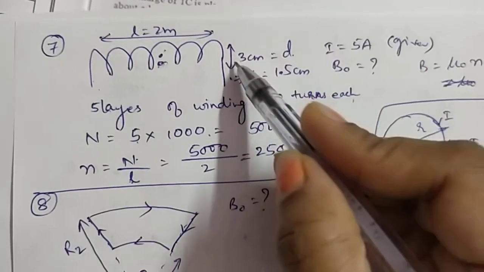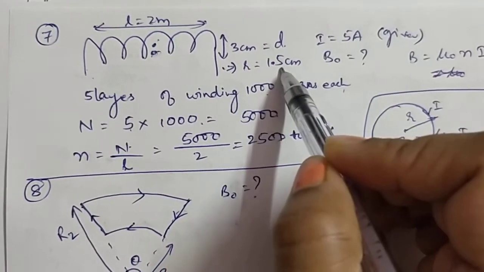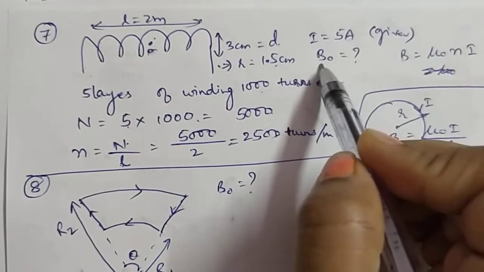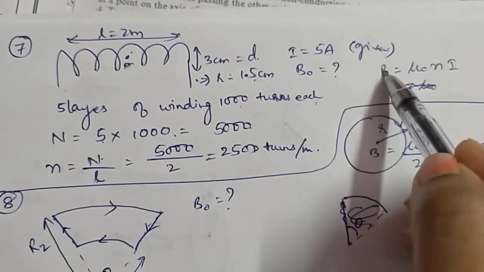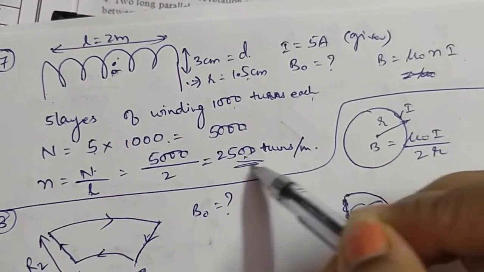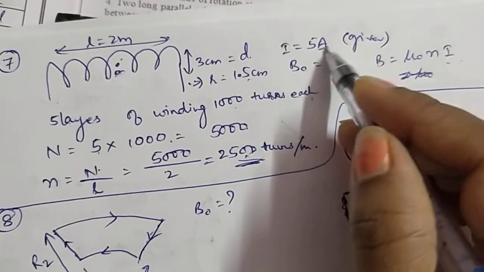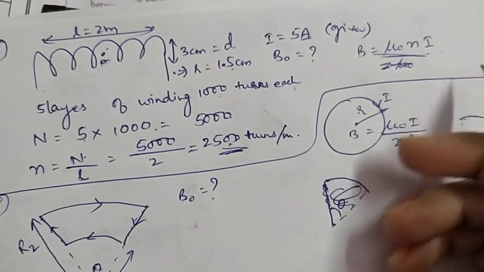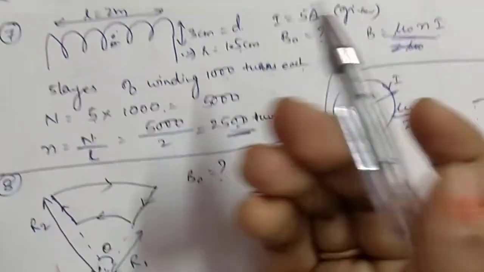Diameter is 3 centimeter given, so the radius of the cross section will be 1.5 centimeter. Current 5 ampere is given. You have to find B naught. Now you know that for a solenoid the magnetic field is mu naught n I. So n you have calculated here, I is 5 ampere, and mu naught you know, mu naught is 4 pi into 10 to the minus 7. Substitute and you'll get the answer, and the direction is along the axis.